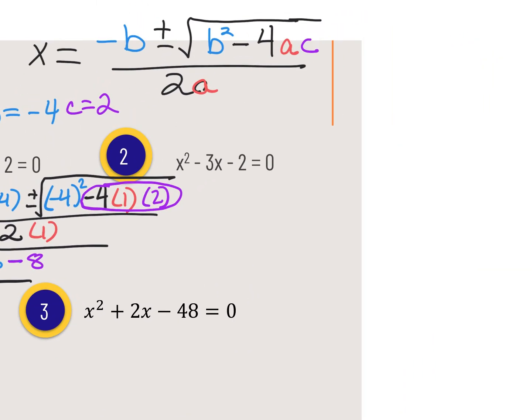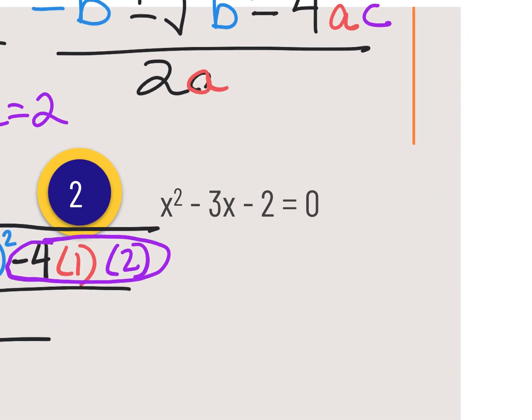Number 2, again, I need to identify A, B, and C. It's already in standard form. I don't need to move anything around. So again, my A value is in front of x squared. So it's this 1 that is assumed to be there. So A is 1, B is -3, and C is -2. Those subtraction signs, if you think about it as keep, flip, change, or stay, change, change, they actually become negative numbers.